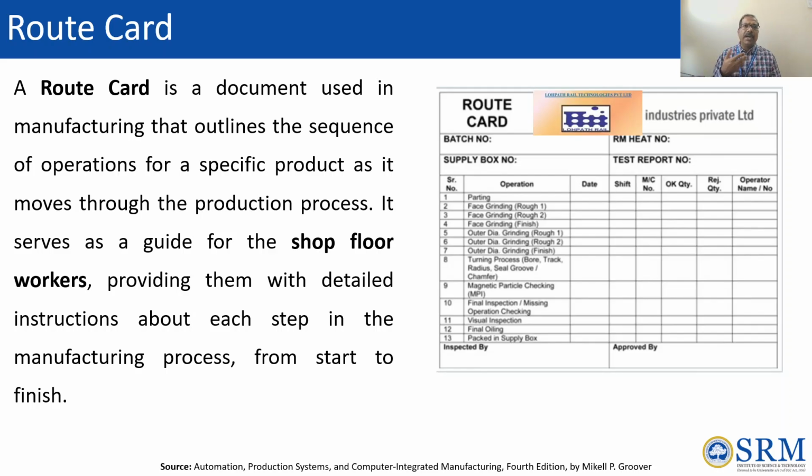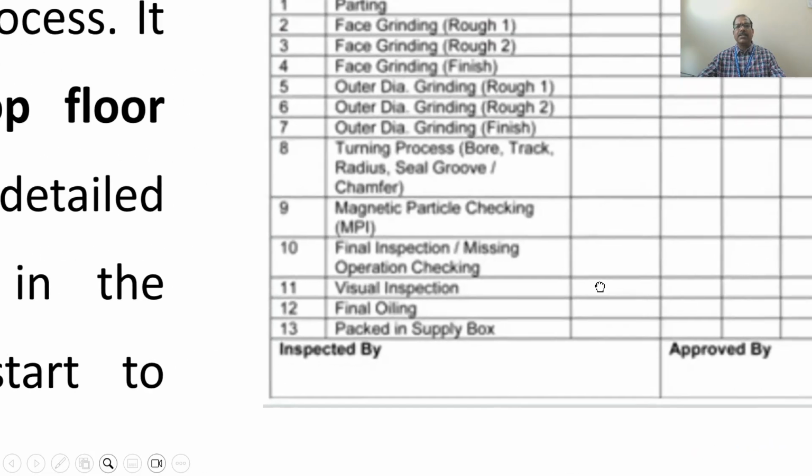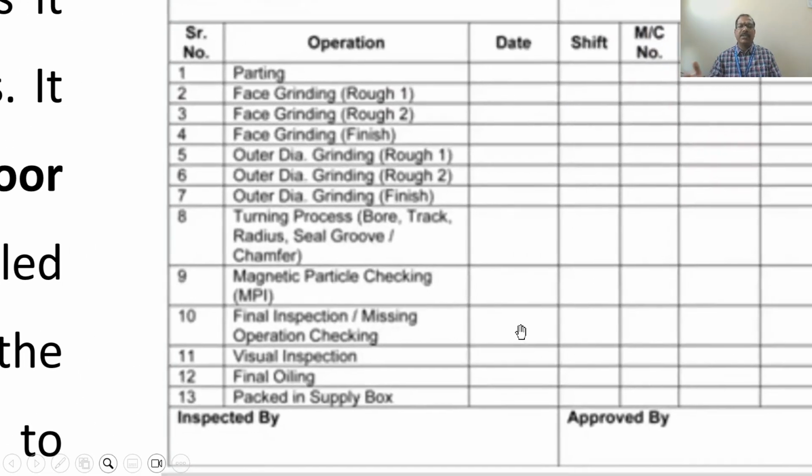If I have done the work at my workstation or on my machine, where do I need to send this product for the next stage? To give a clear idea, a route card gives the sequence of operations for a particular product. For example, on the right side you can see a route card that gives the sequence of operations: first this should be done, after that what.